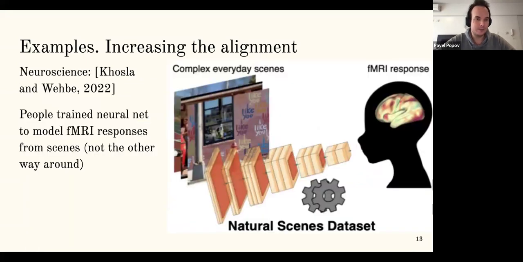Next increasing problem comes from neuroscience. In this case, maybe you have heard before about works that train the models to decode the picture that a person is shown from the fMRI data. This work is kind of the reverse one. It is trying to model the fMRI responses to the shown images.